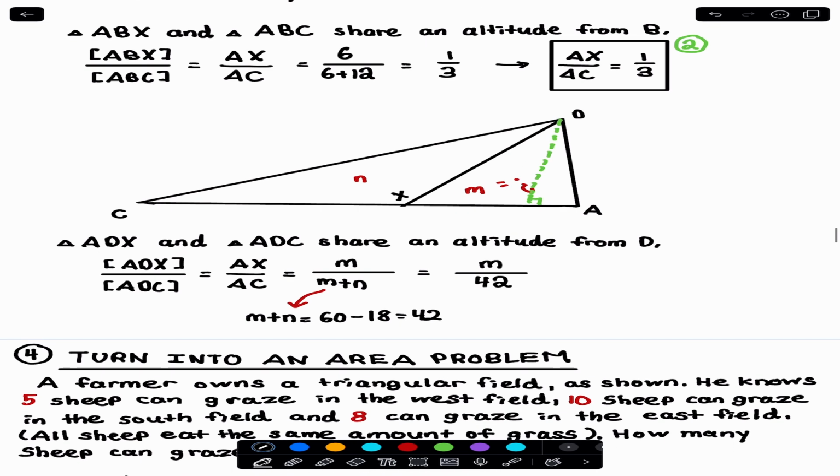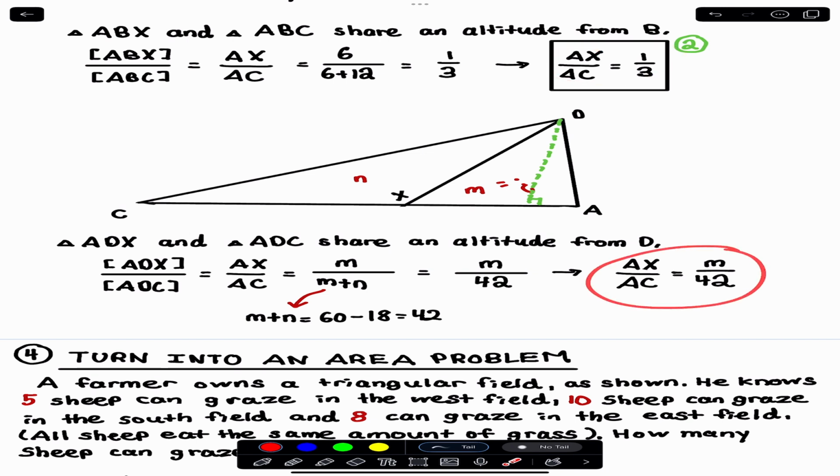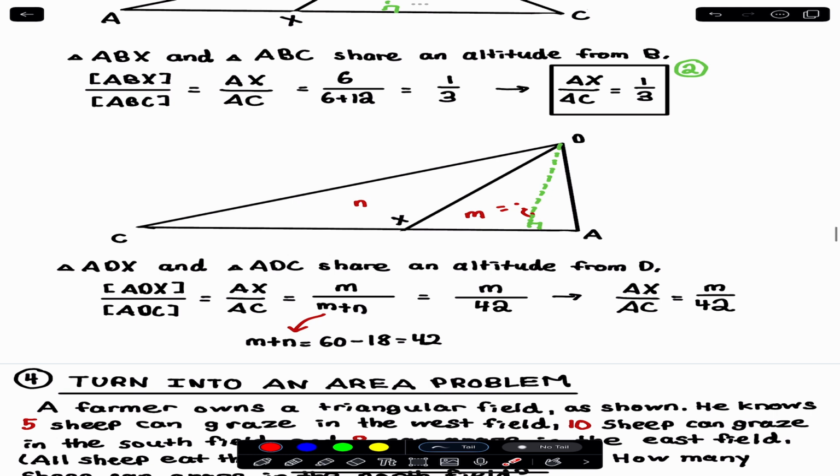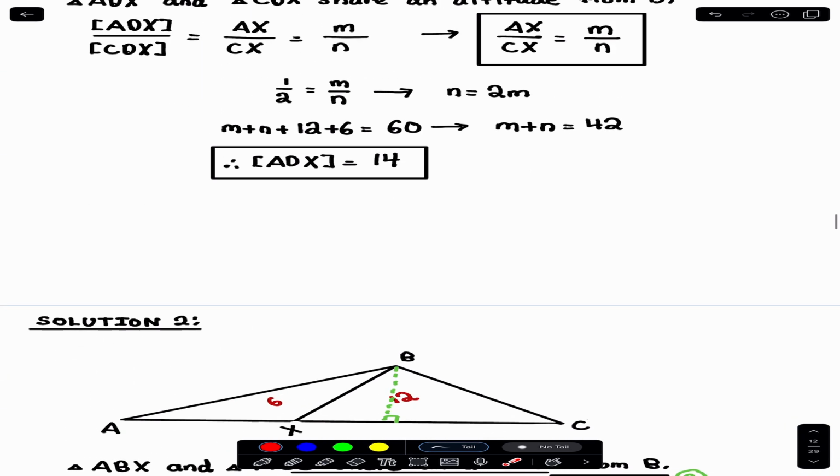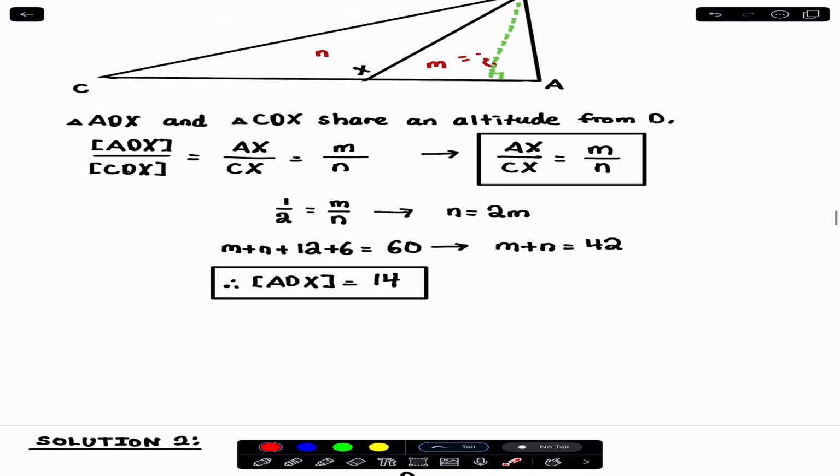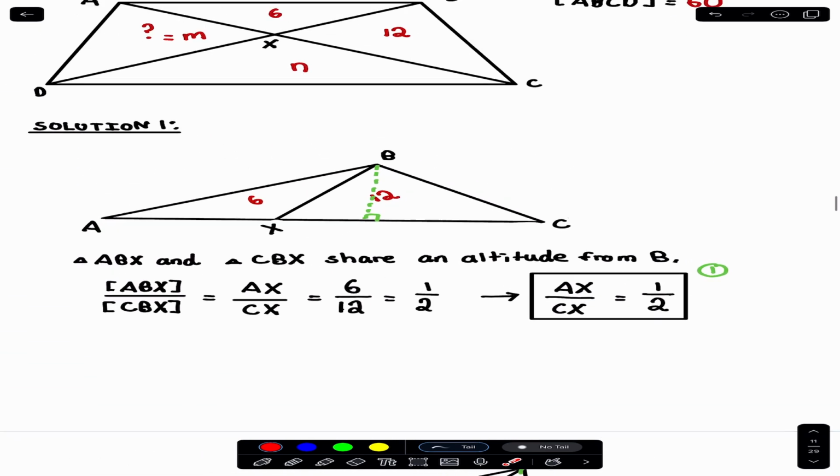Anyways, from here, we get that AX over AC is equal to M over 42. AX over AC is equal to 1 over 3. Therefore, we set them equal to each other. M is equal to 14 as before. So since we got the same answer two different ways, we can be pretty confident that we are correct.